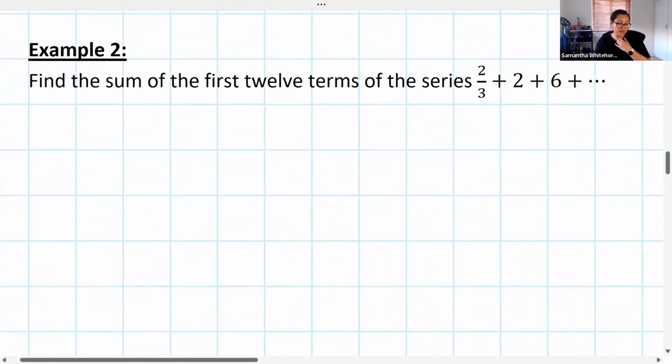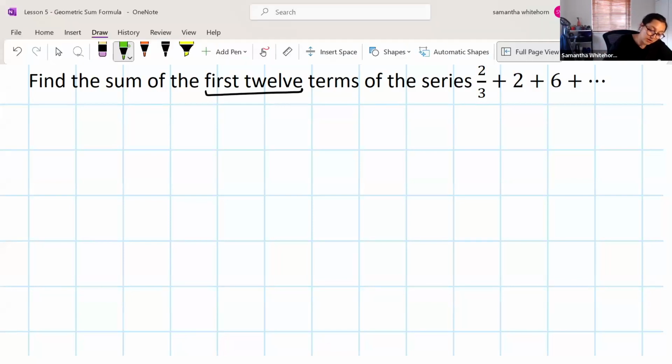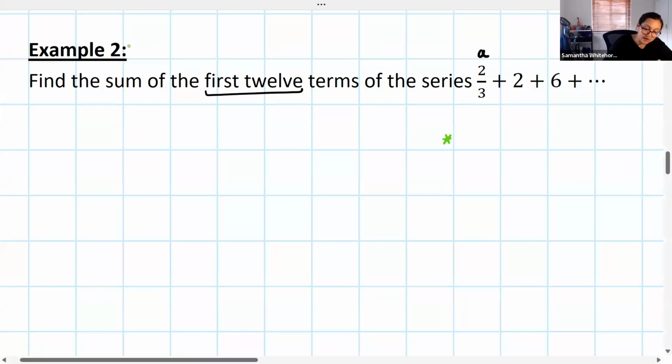Example 2 is saying find the sum of the first 12 terms of the series 2/3 plus 2 plus 6 plus and so on. Now, this question is asked a bit differently because it's telling us we want the first 12 terms. It's not using that evaluate phrase, but it means exactly the same thing. We're doing exactly the same thing. So remember, A is your 2/3. We do need to go and work out R because it's not as simple this time.